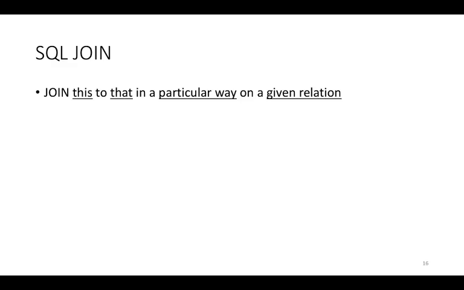So let's go back and have a look at joins. So an SQL join is a way of saying, I want you to join this to that in a particular way on a given relation. Here are two tables, this and that, students and modules, students and enrollment, students and marks. And I want you to join those two tables together. I want you to join students and enrollment together in a particular way, and we'll come on to what I mean by that. And what's the relation?